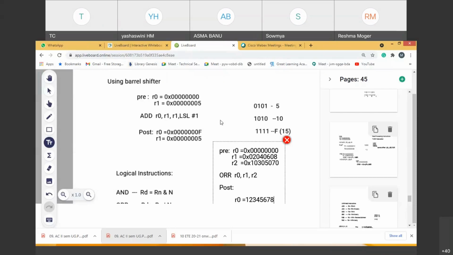This is the way, in a simple way, you practice. Similarly, you practice for AND operation, practice for XOR operation. XOR operation means when different bits are there, the output is high. When similar bits are there, the output is 0.